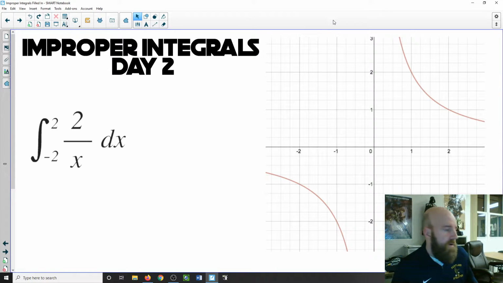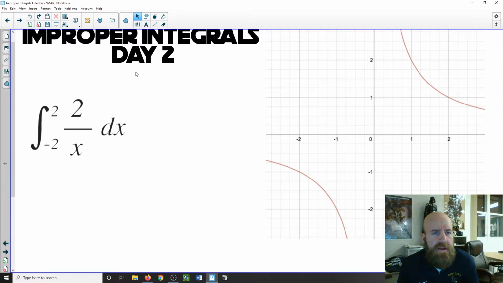All right, so we're continuing on with the improper integrals. This is one of the other instances where you're going to have an improper integral. If we had this integral from -2 to 2 of the function 2 over x, we could graph the function, which is right here. And we notice between -2 and 2, there is a discontinuity here. There is an asymptote. So what we have to do is treat it a little bit differently than what we did before, but very similar.